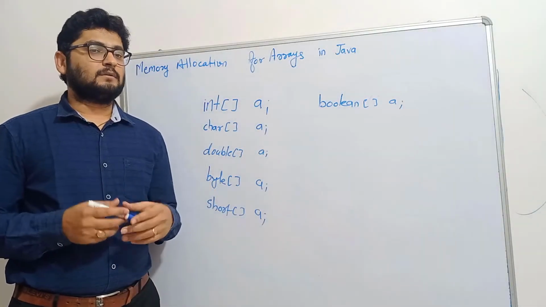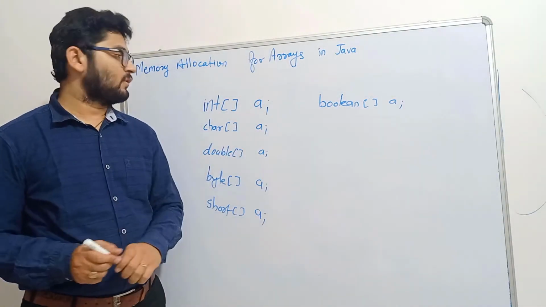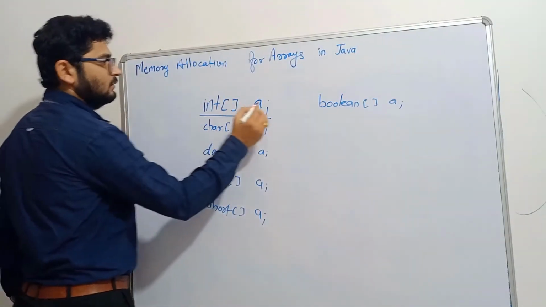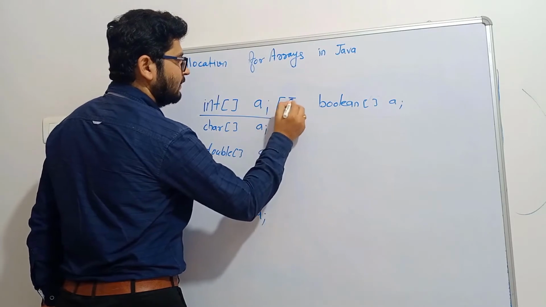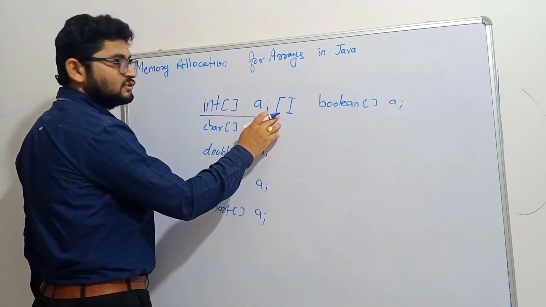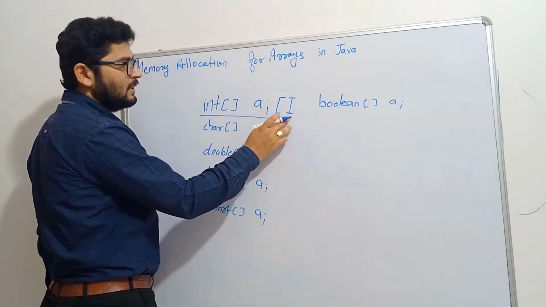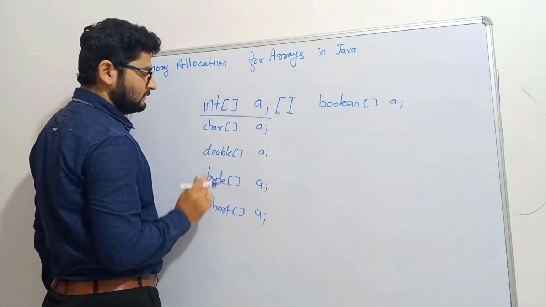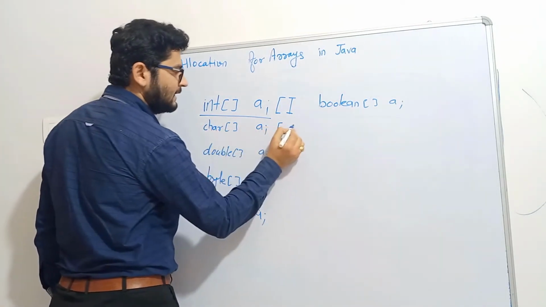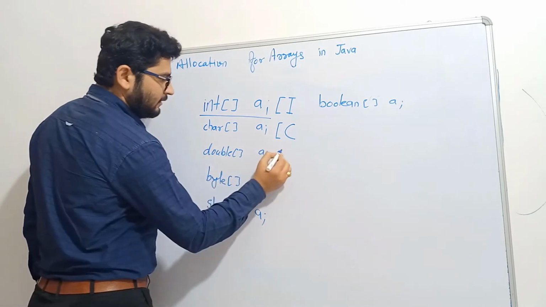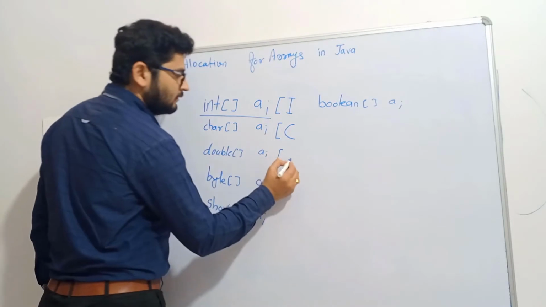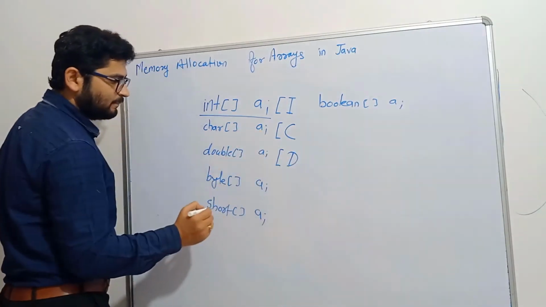Okay, let us now find the class of each of these objects. Okay, now here the class would be opening bracket I. Why? One dimension and integer. That's why one dimension, opening square bracket means one dimension, and I means data type integer. Here one dimension, that means one square bracket, and for char it is C.